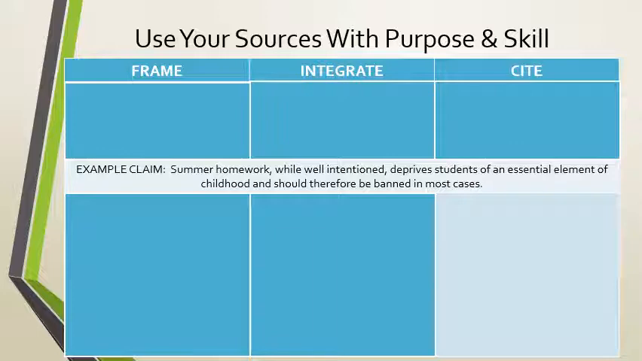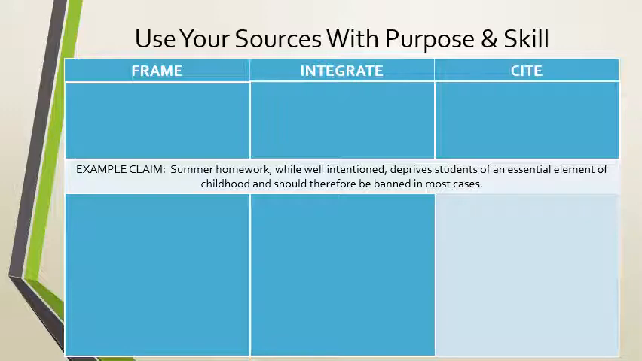So there are three ways that we use sources skillfully and purposefully. First of all, we make sure to frame those sources. Second of all, we make sure to integrate those sources. And third of all, we make sure to cite those sources. We have this broad range of sources that we're using, and we're using them in this specific way. So I'll give you some background on what I mean by each of those skills, and then I'll show you an example of how those skills can be done.